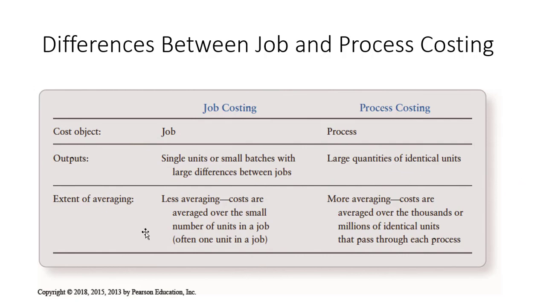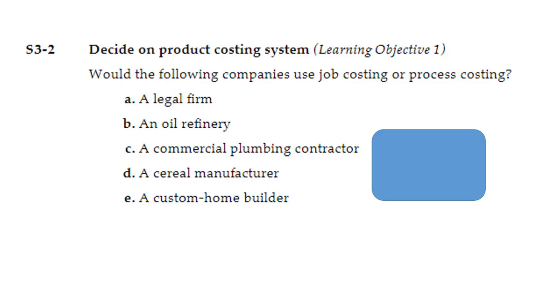Then the extent of averaging: there's not that much in job costing because we've got direct labor and direct materials that we can trace right to a job, but sometimes we'll be doing different things with the overhead. Overhead allocation is a big problem. And for process costing, it's all averaging, over thousands or millions of identical units that pass through each process. Like, can you imagine making screws? You wouldn't cost those individually. But the paper towel is a real good example. Those movies on how things are made are really good.